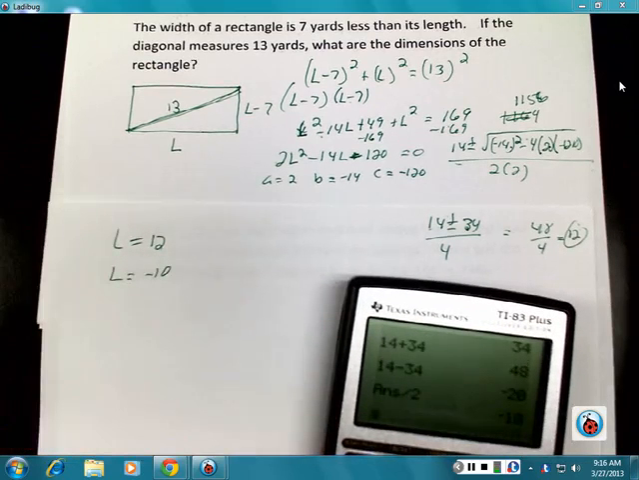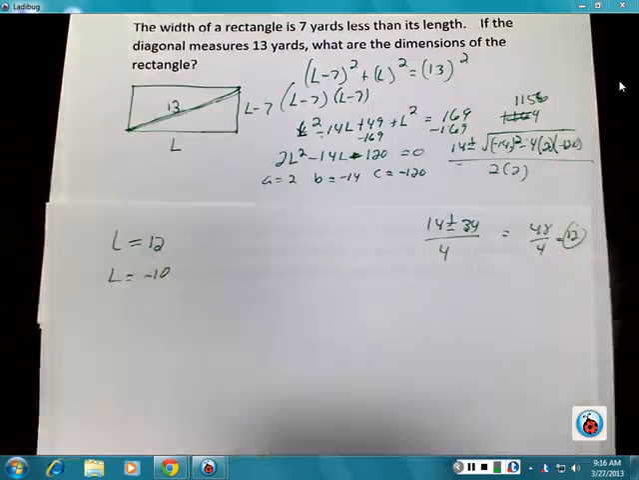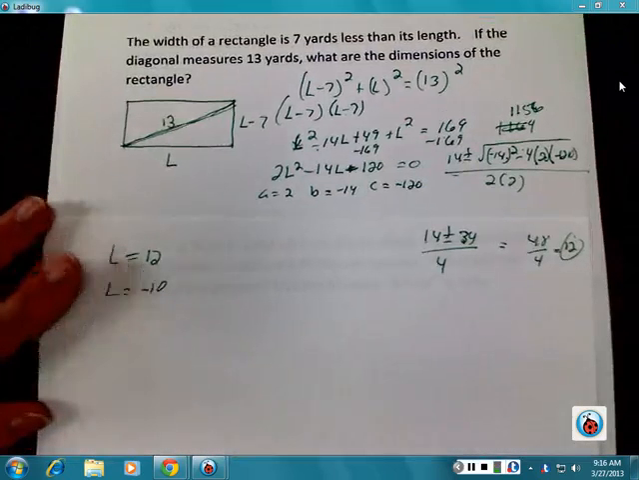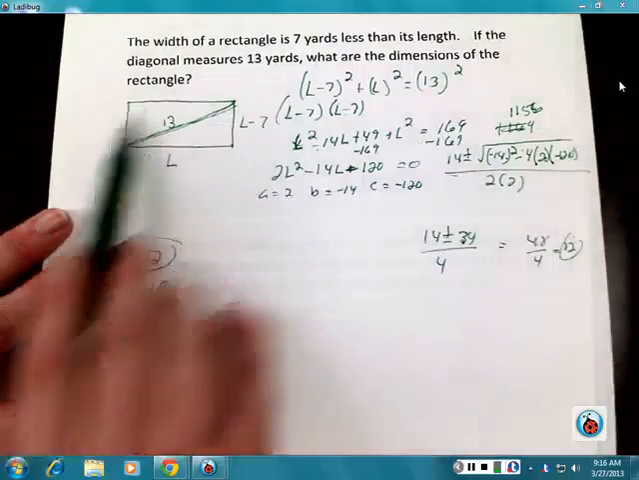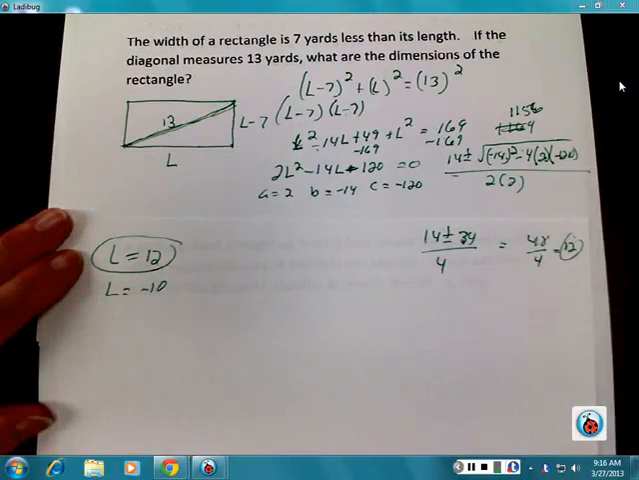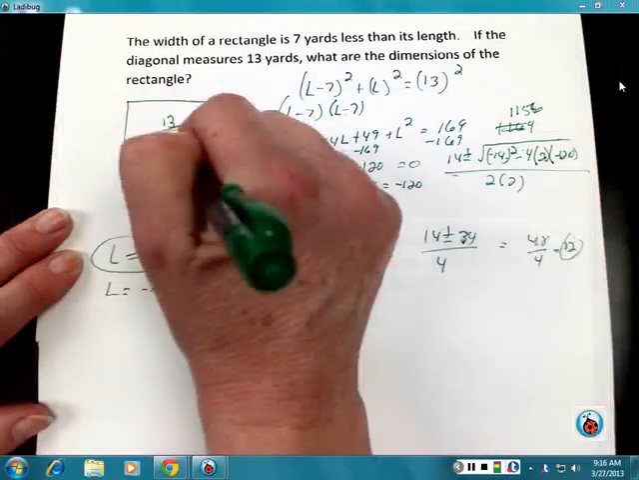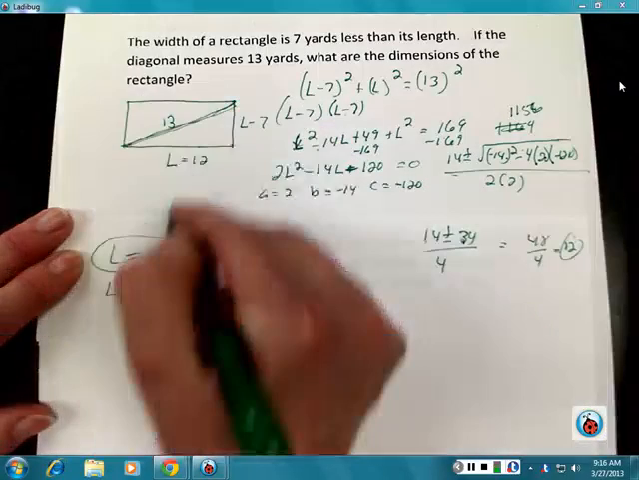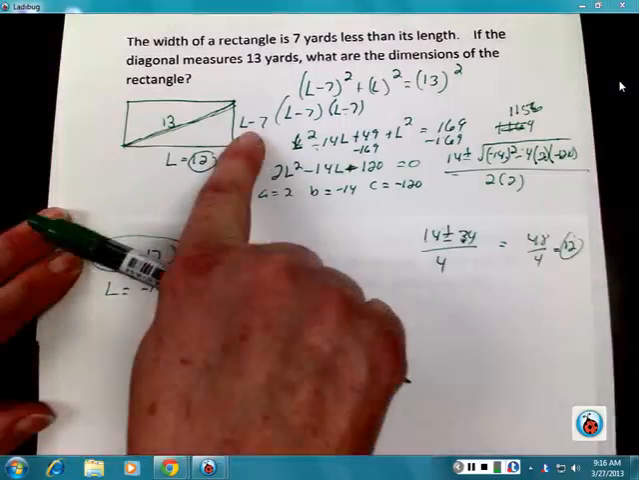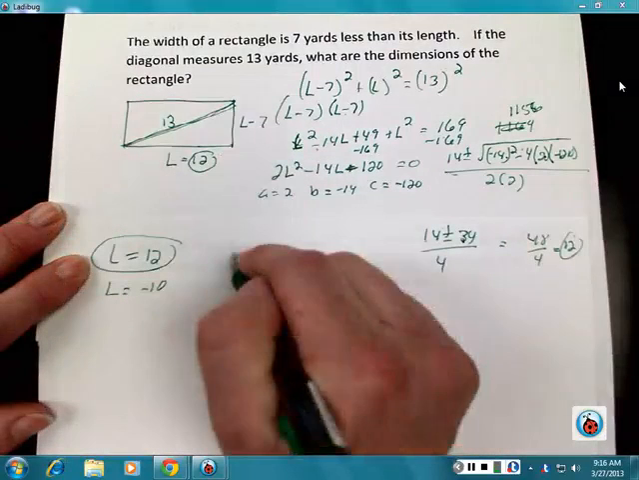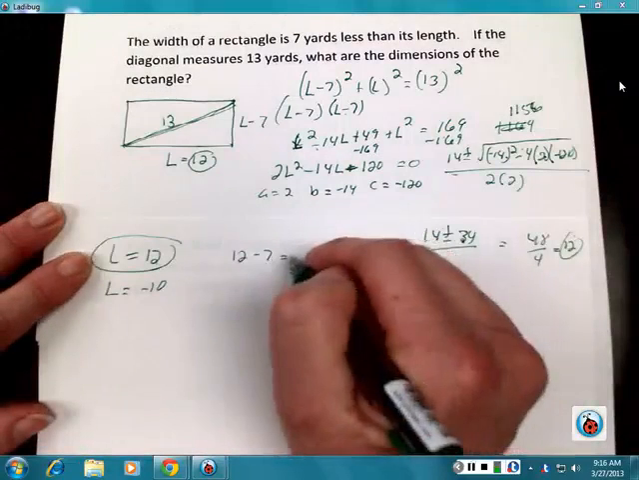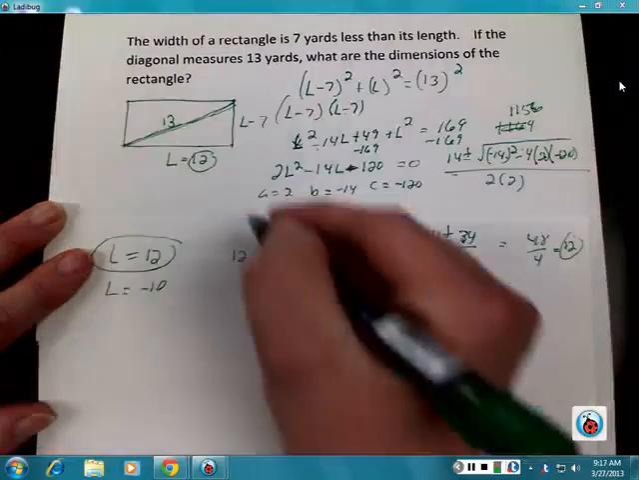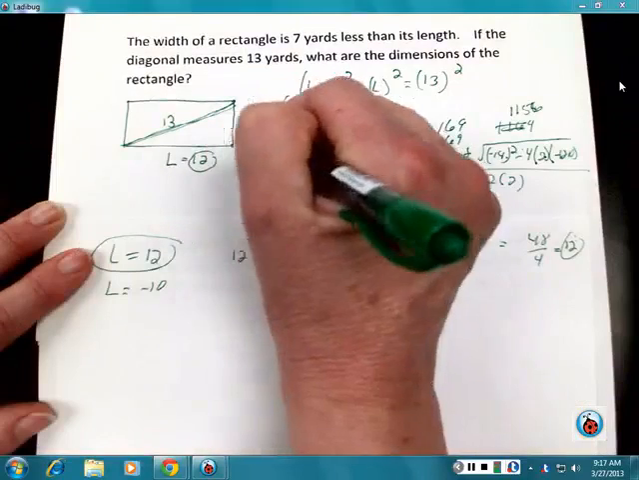But what's wrong with a negative 10? I can't have a negative length, right? And so my answer is 12. But it says, what are the dimensions of the rectangle? So am I done? Basically, all I have is this side, which is 12. But what's this side? 12 minus 7. And when I take 12 and minus 7 from it, I end up with 5. So my width happens to be 5.